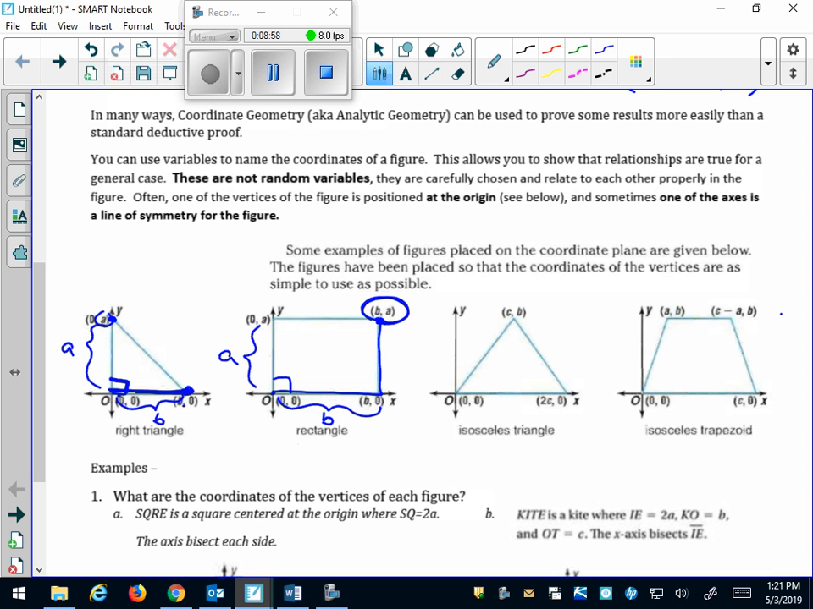Okay, isosceles triangles, you want to make sure these two are the same length. So if this is 0, 0, and to get to this point, I have to go over C and up B. That means this distance is C, and the height is B. You see why this point is 2C? In order for this to be an isosceles triangle, that altitude that comes down has to split that base in half. So if this distance is C, the next distance is C also, and so the whole distance is 2C, and that's how they got that variable there.